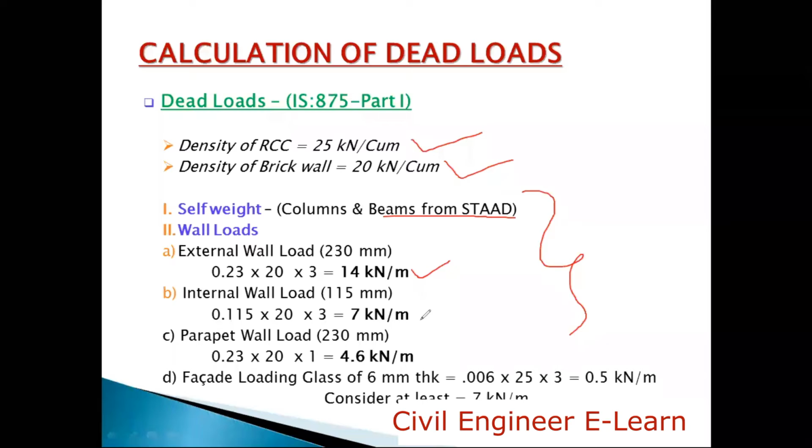So external wall thickness usually would be around 9 inches. So whose weight is like this: 0.23 the thickness, 20 is the brick density, and 3 meter is the height. 3 meter is nothing but 10 feet.